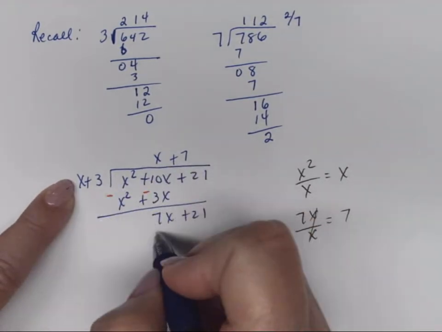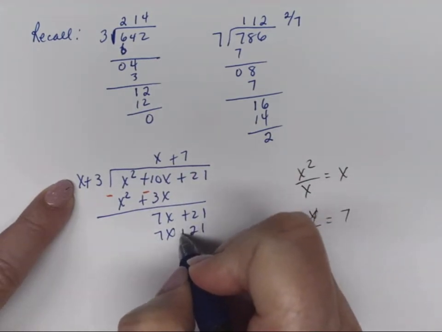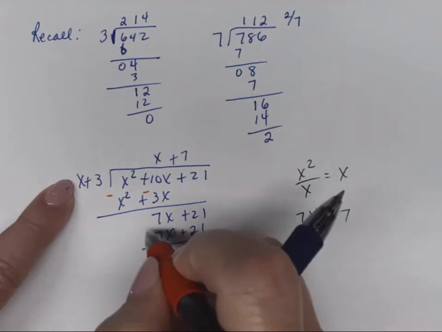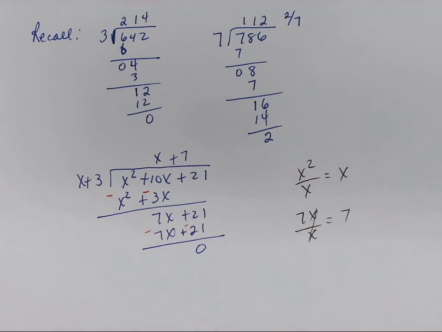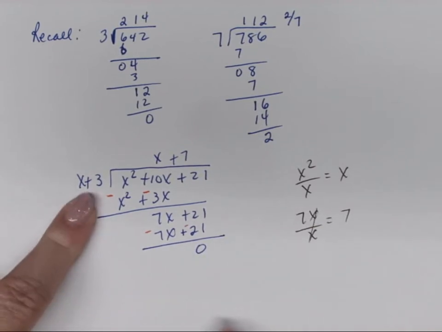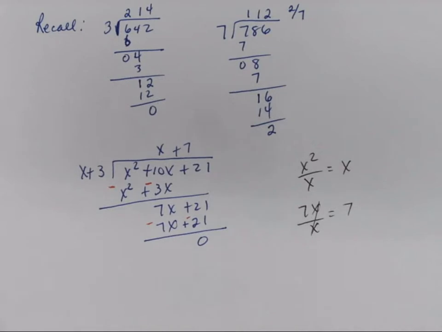7 times x is 7x. 7 times 3 is 21. But again, when we draw the line, we're going to change both signs. So that will leave us with 0. So really what we've done also here is we have factored. x plus 3 times x plus 7 is going to get us that. Now, the synthetic division has to have a 1 out in the front in order to do it.